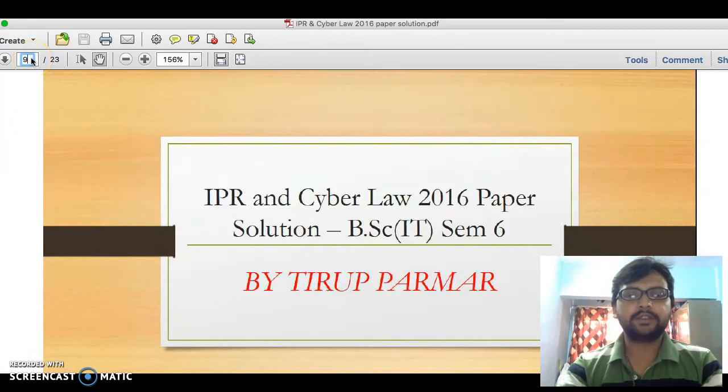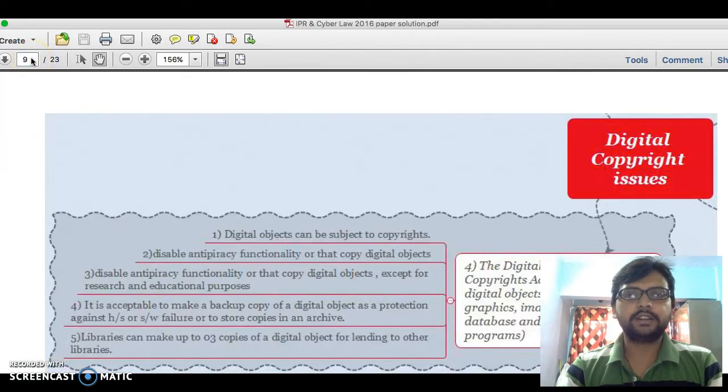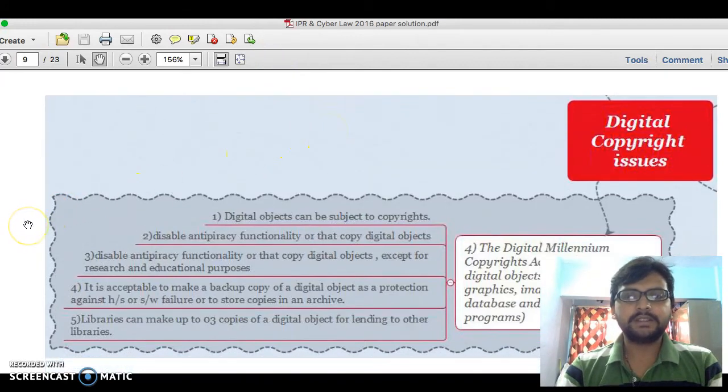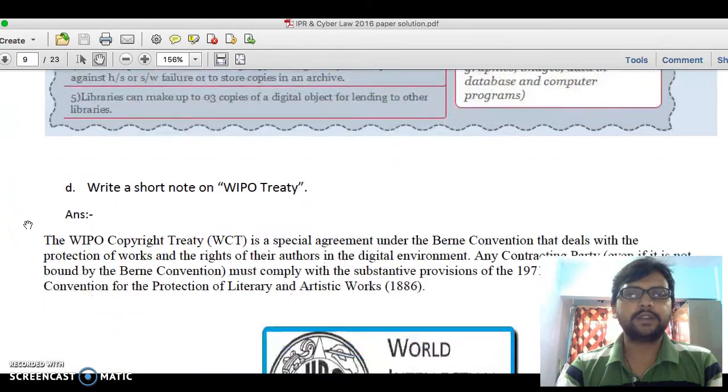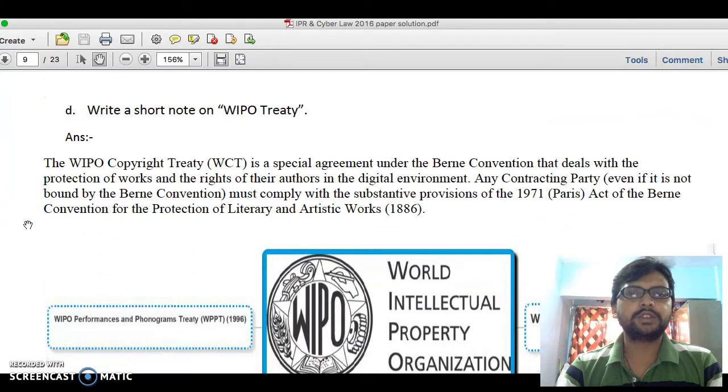Last lecture, we already finished our discussion till digital copyright issue, that is question 2, sub-question C. In this lecture, we are going to continue the same discussion with question 2, sub-question D. And in this question, they are asking to write a note on WIPO Treaty. WIPO stands for World Intellectual Property Organization.